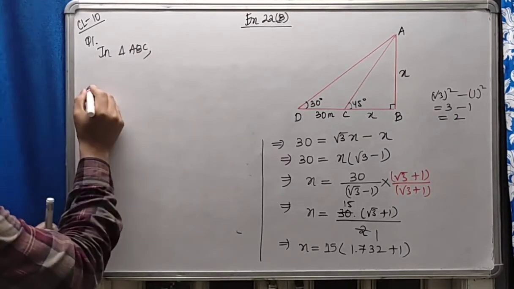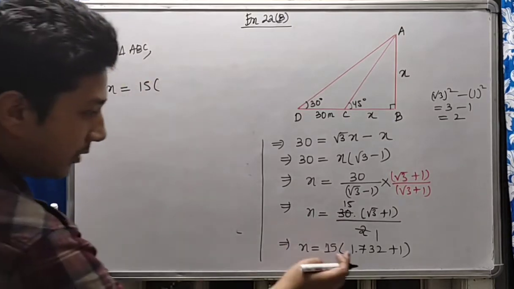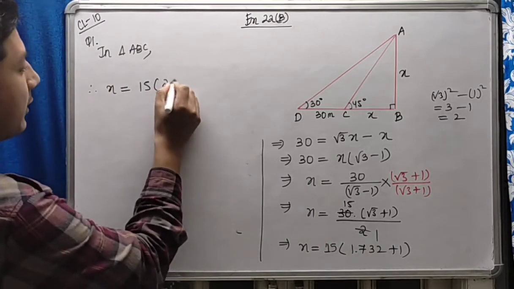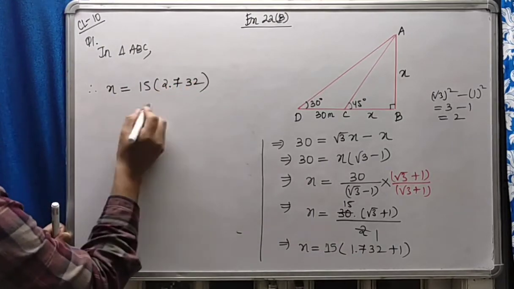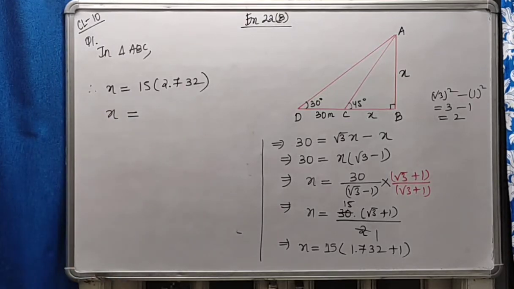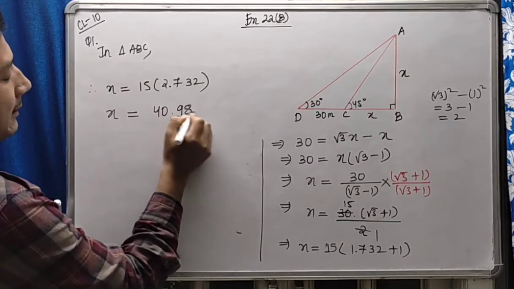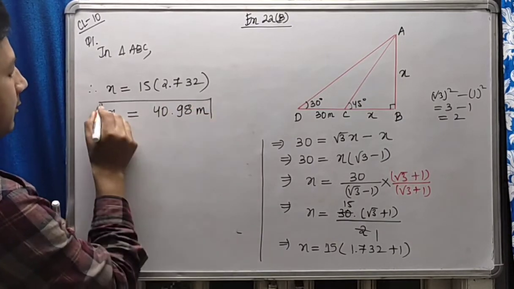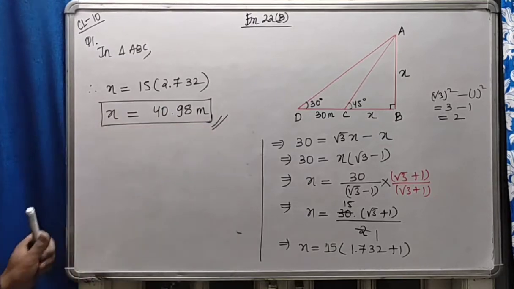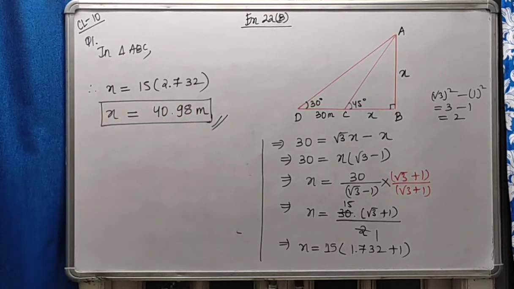So therefore you will be getting x as 15 into 1.732 plus 1, which is 2.732. When you multiply this, you will get the value 40.98 meter, which is the value of x. Multiplication you can do, so I'm leaving the multiplication to you. Please multiply this and you'll get 40.98 as the value of x. Please pause the video and note it down.